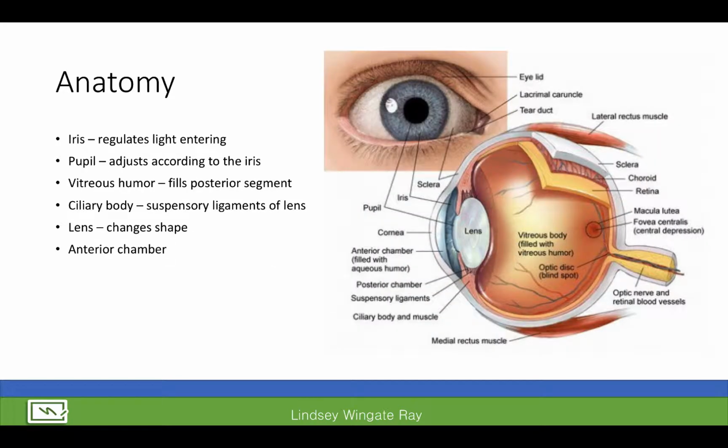Your iris regulates light entering the eye. Your pupil adjusts according to the iris. Your vitreous humor fills the posterior segment. Your ciliary body holds the suspensory ligaments of the lens. The lens changes shape, and you have an anterior chamber of your eye.